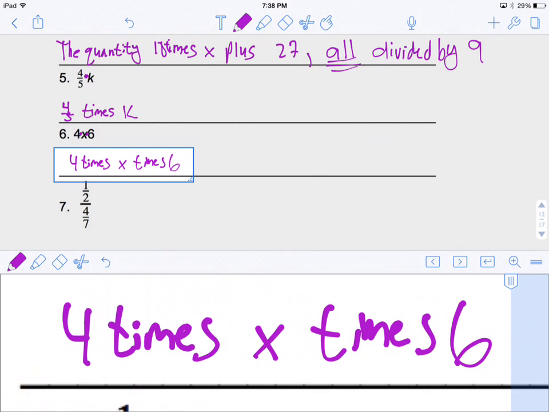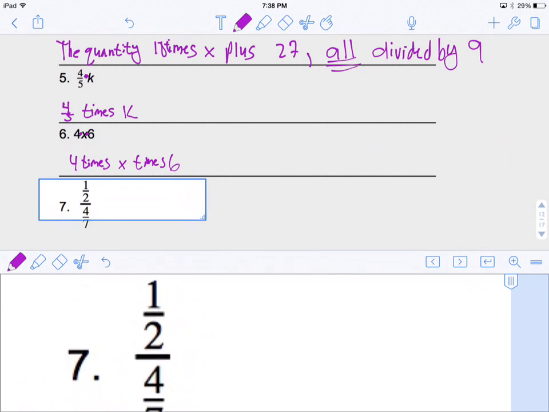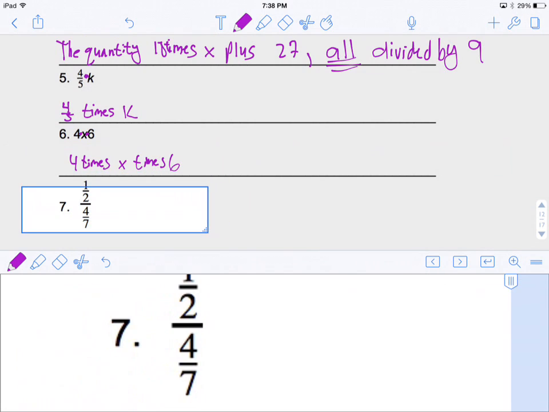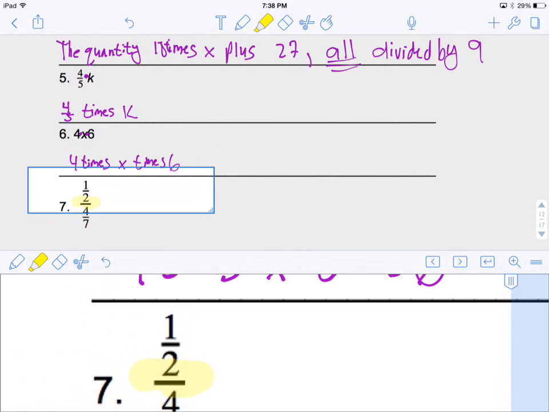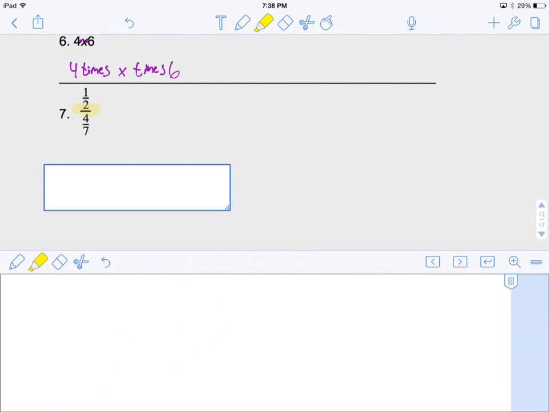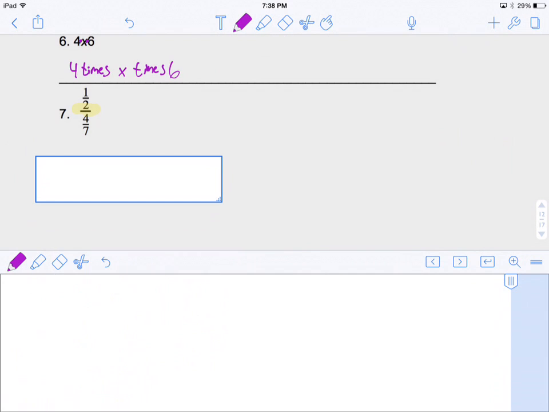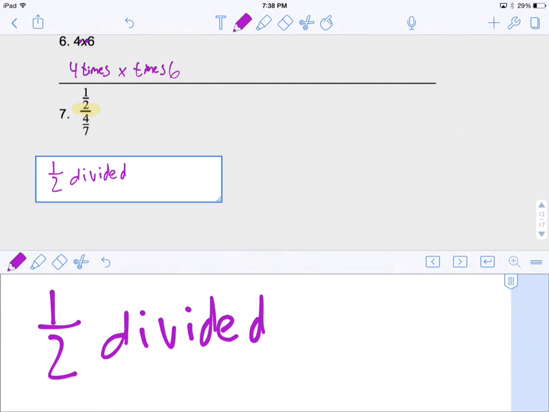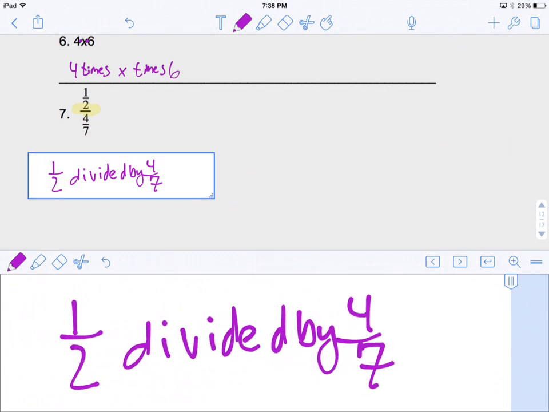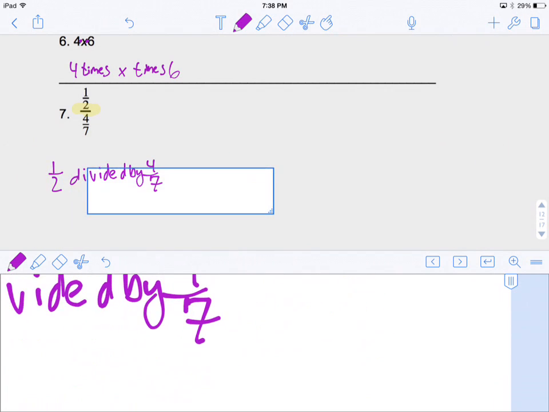Okay. Getting a little bigger, we have 1/2 over 4/7. You can see that this fraction bar is bigger than the other fraction bars, which tells us that that's the main division. So this one is 1/2 divided by 4/7. Okay, we don't even need to solve it out. We just need to know what that means. Okay, short, easy day.